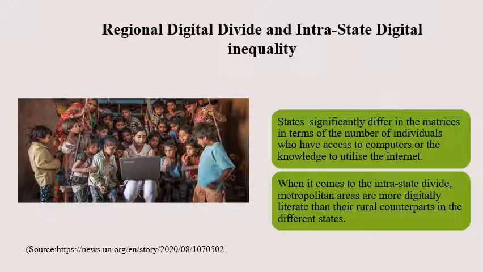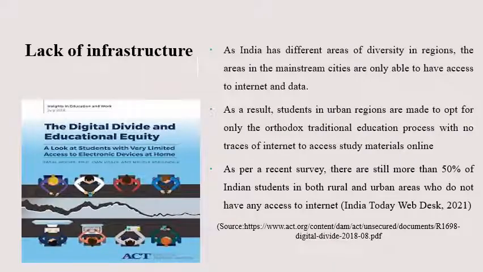Both in urban and rural areas, Himachal Pradesh has the highest rate of internet connection in the nation, while 55% of residents in the national capital have internet connectivity. When it comes to intrastate divide, metropolitan areas are more digitally literate than their rural counterparts in different states. Assam exhibits the most striking inequality with nearly 80% of the richest urban homes having internet access and 94% of those in the state's poorest rural homes lacking it. Kerala has the least inequality with more than 39% of poorest rural homes having internet access compared to 67% of the richest urban homes.